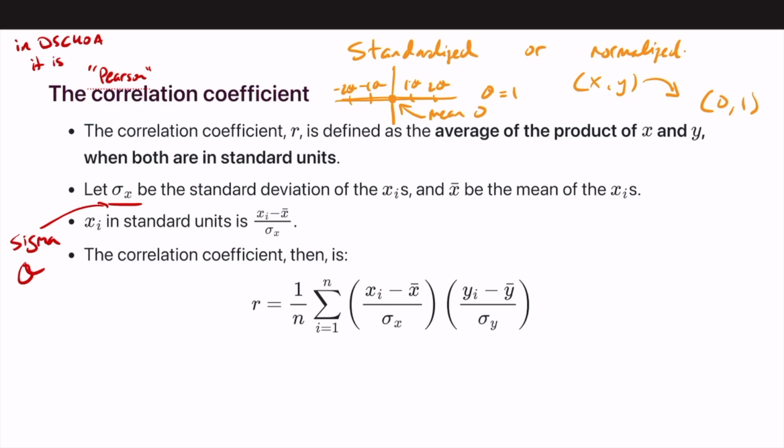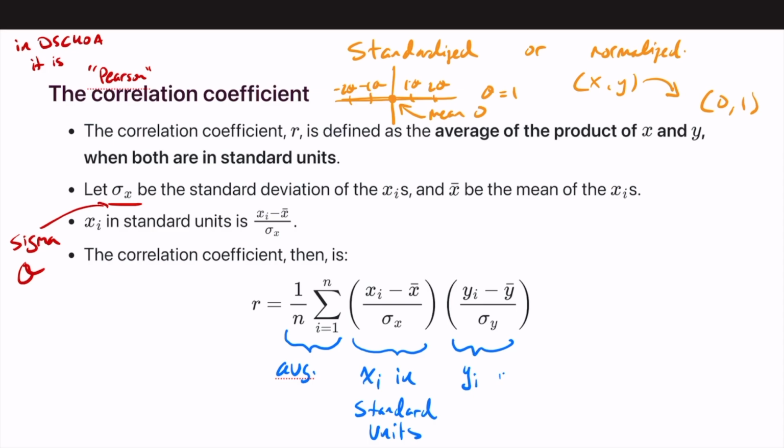So we can actually say, of course, whenever we see 1 over n times the sum from i equals 1 to n, this is going to be a signal to us that we're taking an average. And then we have the x sub i here. So this is going to be, for our data sets, x sub i in standard units. And this is the same thing for y, standard units.